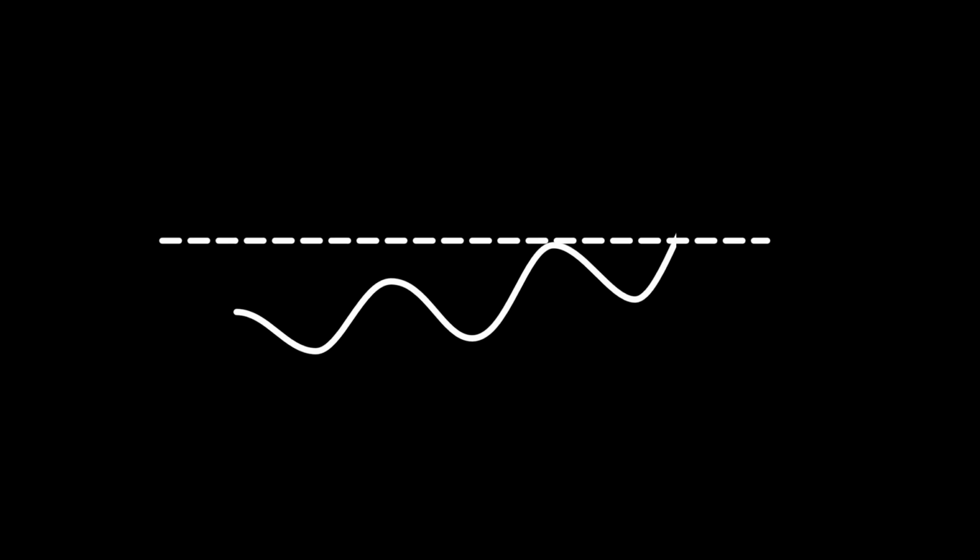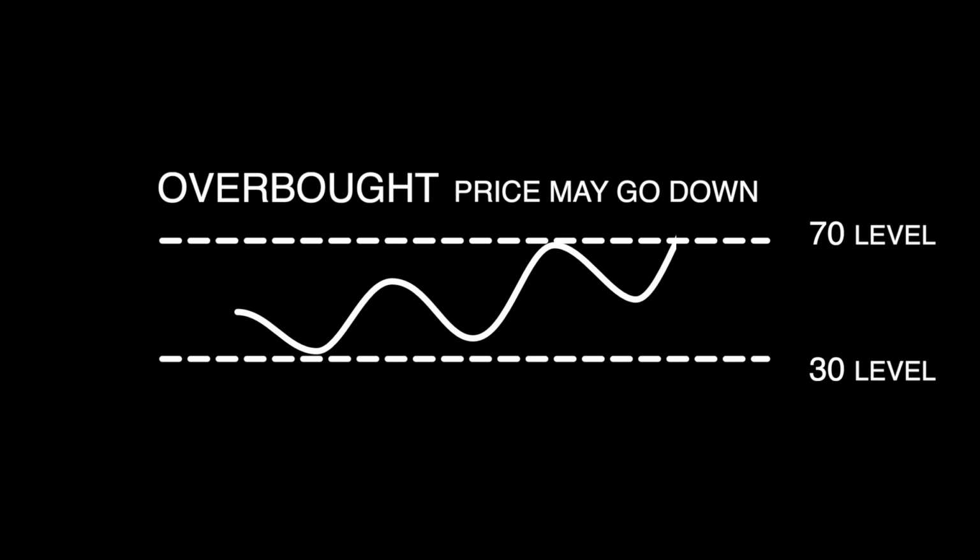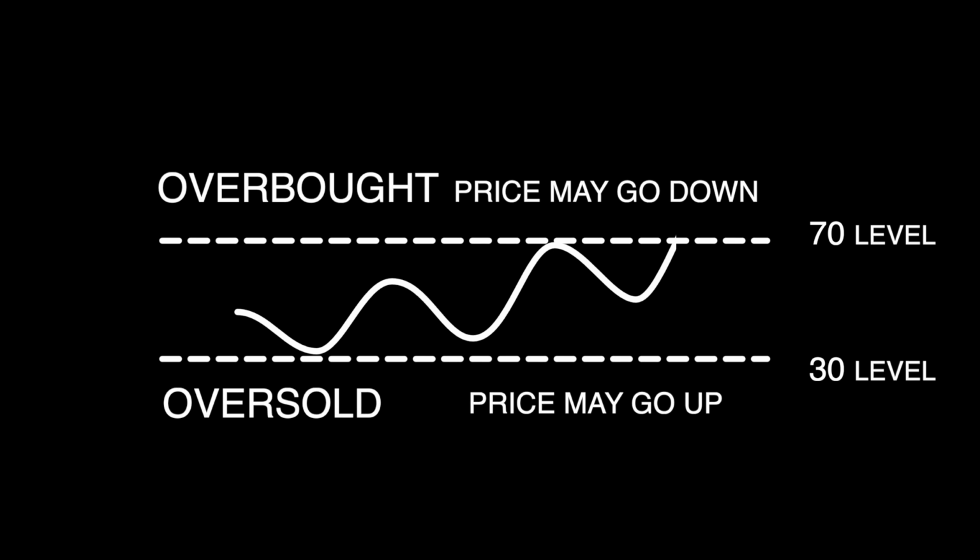The upper line here is level 70 and indicates an overbought level. And so anytime the RSI comes here, the price reverses. The lower line is level 30 and indicates an oversold level. So anytime the RSI line comes over here, the price moves back up.